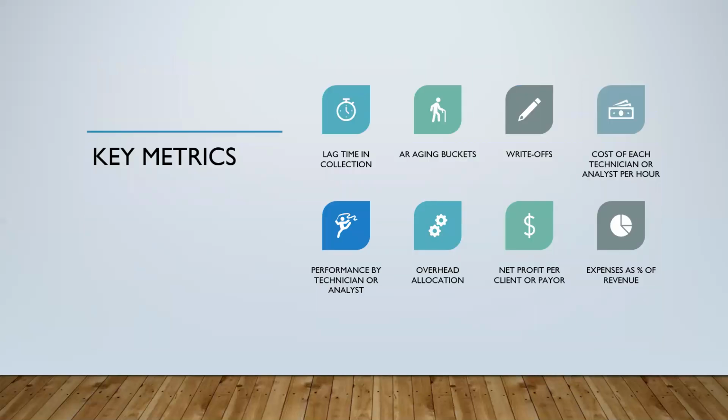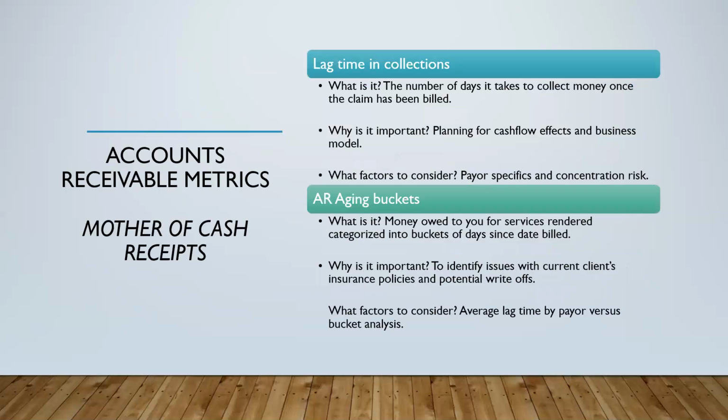Okay, so now that we've determined our data sources and we've considered whether it's reliable, we can move on to looking at some key metrics that I like to look at for ABA companies and I think are really helpful. Okay, so those are going to be lag time in collection, AR aging buckets, write-offs, cost of each technician or analyst per hour, performance by technician or analyst, overhead allocation, net profit per client or payer, and expenses as a percentage of revenue. So now I've summarized these key metrics in different categories, and we're going to go through them with a little more detail.